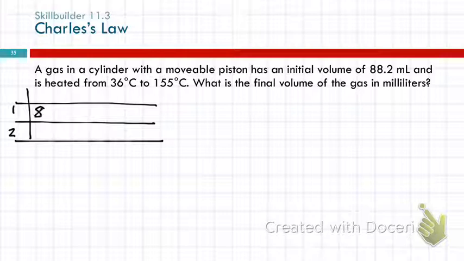First number, 88.2 milliliters. That's the initial volume. It's heated from 36 to 155. So it started at 36 and it ended up at 155. This is the initial volume, so we want to put the initial temperature with it, 36 degrees Celsius. Convert that to Kelvin before you do anything.